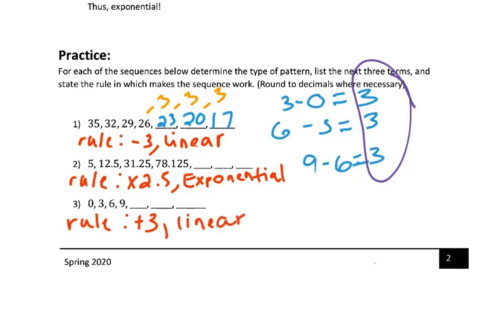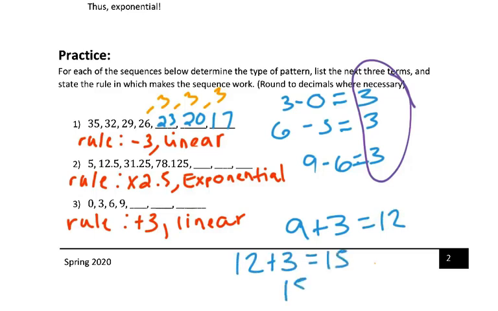Okay? So now the next three numbers in our sequence, if I add 3 to 9, I'll get 12. If I take 12 and add 3, I'll get 15. And if I take 15 and add 3, I'll get 18. So the next three numbers are 12, 15, 18. All right, here's a good stopping point.